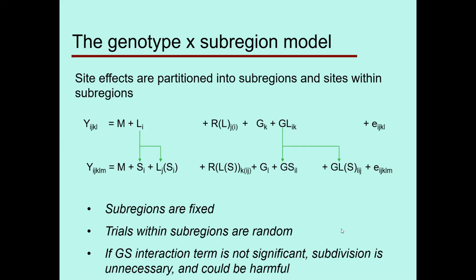If the genotype by subregion interaction term is not significant, subdivision is unnecessary and could be harmful because you're reducing testing resources. If it's significant and large, you may get a benefit in terms of heritability.